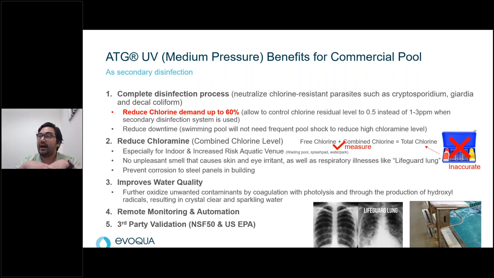And it also comes with an automation system to prolong the system, especially the ballast and lamp. With a reduced flow, our system can also reduce its intensity to prolong the life of the ballast. And lastly, our system has third-party validation by NSF and also by US EPA for the food certification.